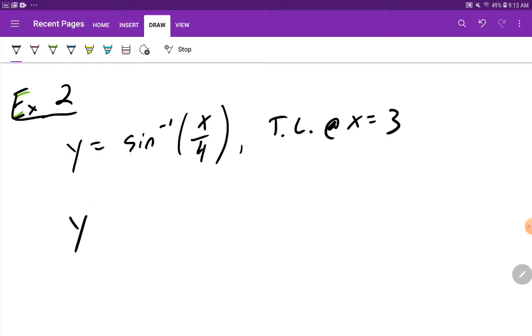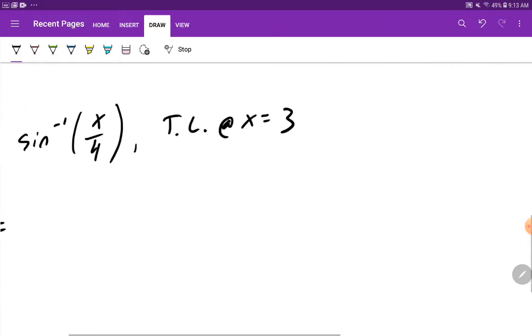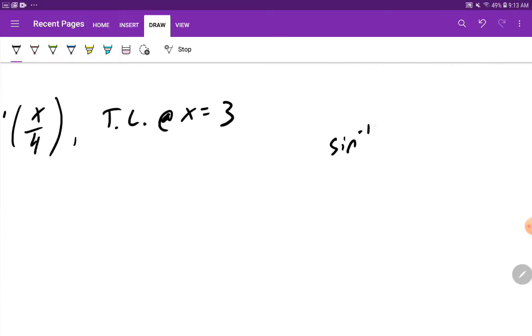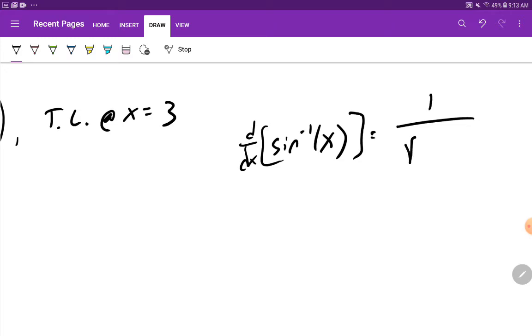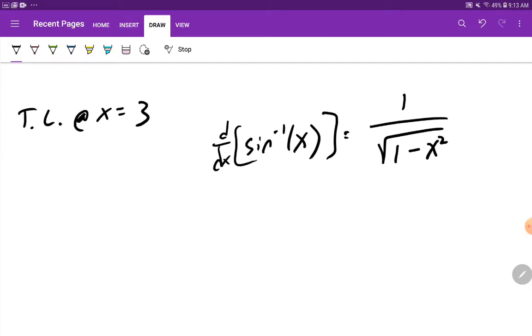All right, so here we go. Let me first find y prime, because we learned how to do that today, right? So the derivative of sine inverse of just x, if it was just sine inverse of just x, we learned this today. This is going to be 1 over root 1 minus x squared. All right, and then cosine is the negative version of that. But yeah, this is sine. But in this case, I don't have an x. I actually have an x over 4.